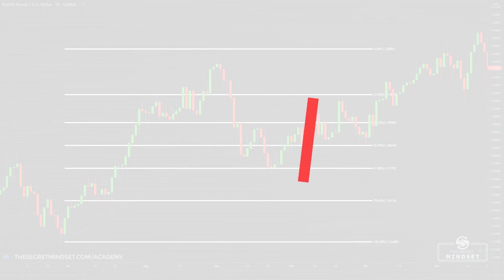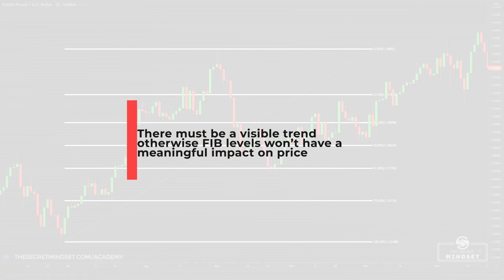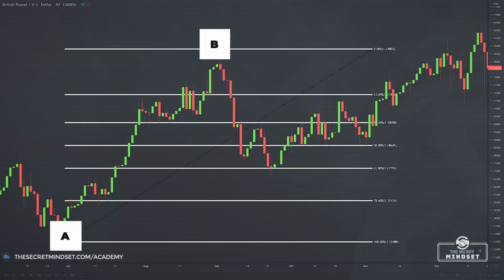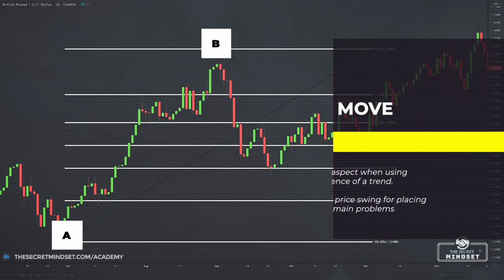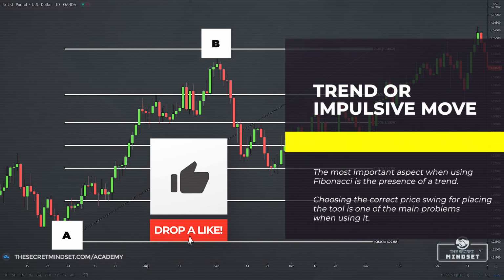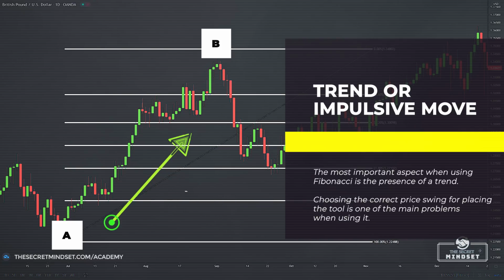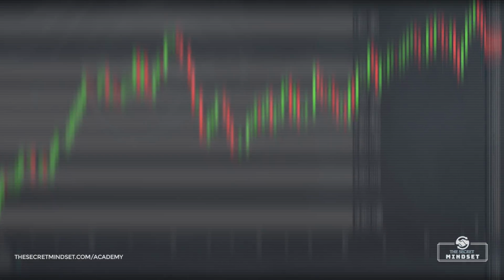Number 1. There must be a visible trend, otherwise Fib levels won't have a meaningful impact on price movement. No matter how often you use Fibonacci, what's most important is to use it correctly every time, and choosing the correct price swing for placing your Fibs is one of the main problems when using it. Fibonacci is an effective method, but you must place it on the swing that makes the most sense for the current market conditions. The most important aspect when using Fibs is the presence of a trend.